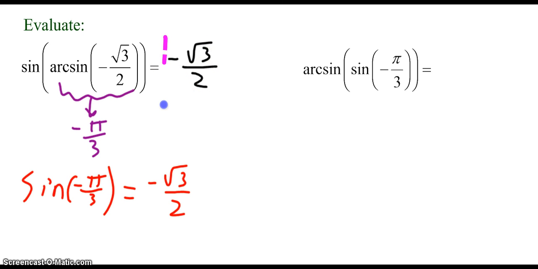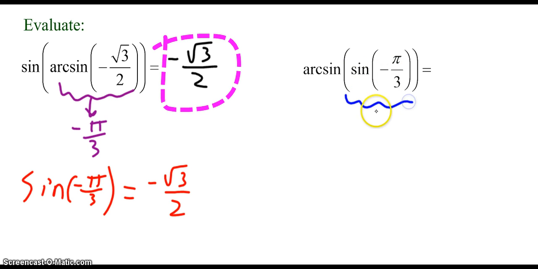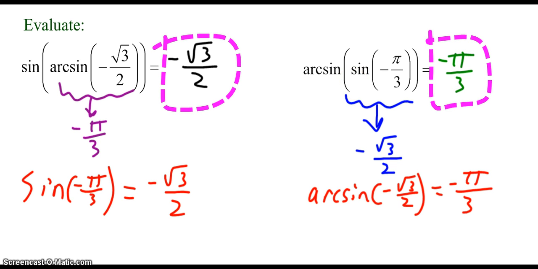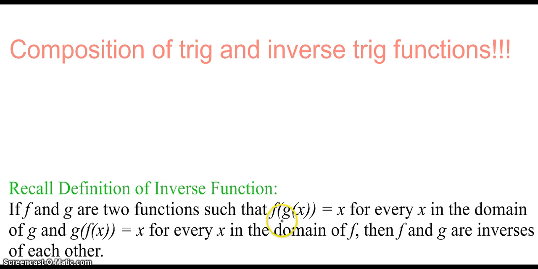So here, this is negative root 3 over 2. What if I go in the other direction? What is the arc sine of the sine of negative pi thirds? The sine of negative pi thirds is negative root 3 over 2. So then what is the arc sine of negative root 3 over 2? It's negative pi thirds. This goes back to the definition of functions and their inverses. f of g of x equals x, g of f of x equals x.